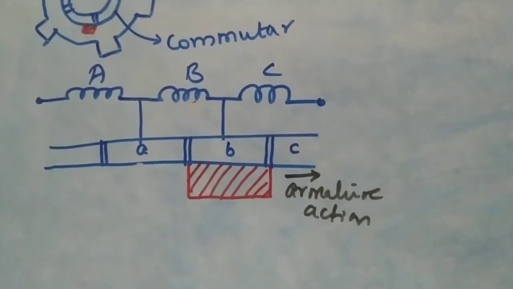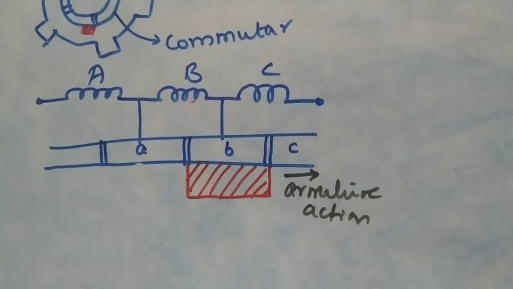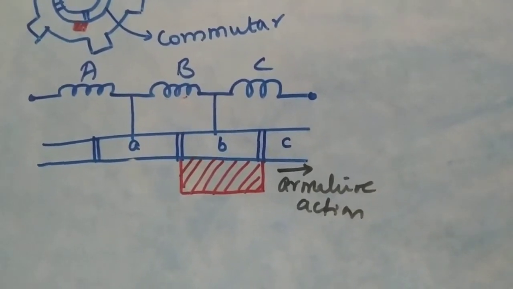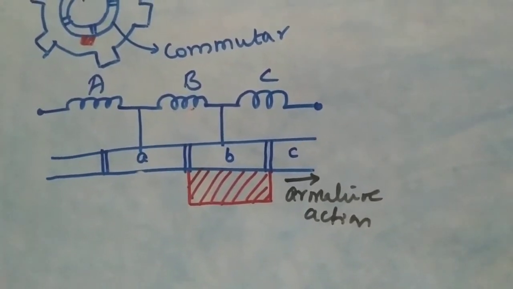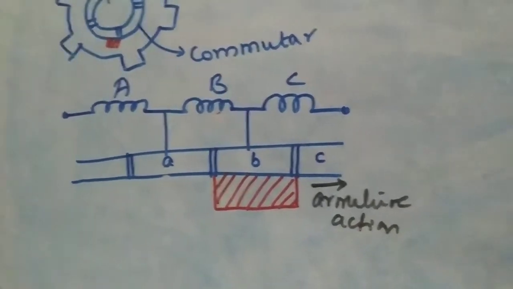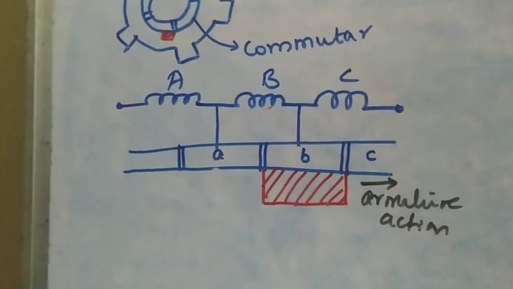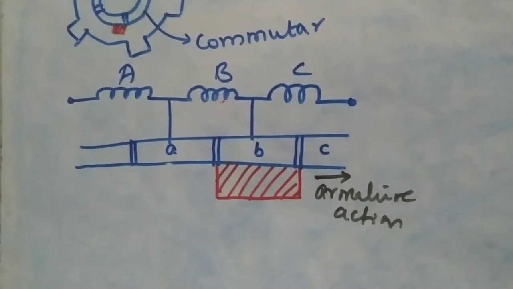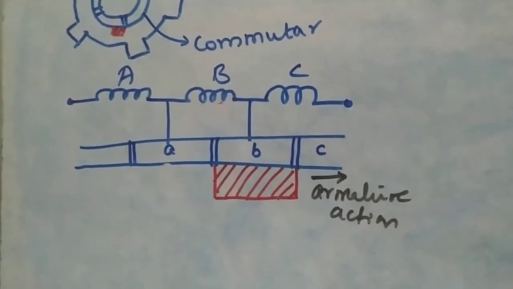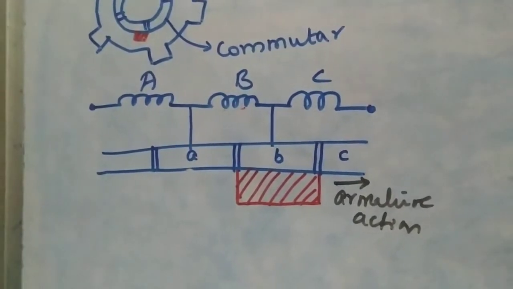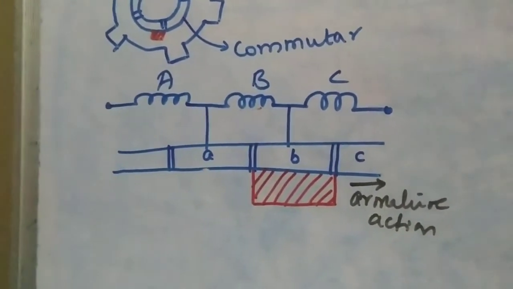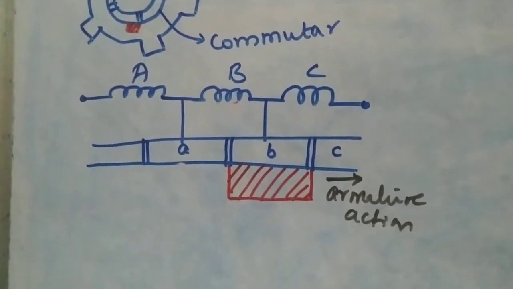Suppose each coil is going to carry a current of 10 amperes. Let me assume that each of the coils is going to carry 10 amps. Or else let me take each of the conductors to carry 20 amperes. So at that time, what will happen?